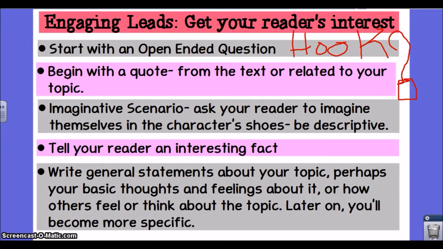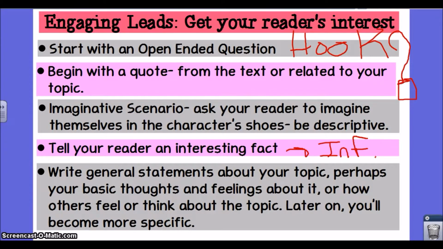So there's a lot of different strategies for hooking your reader. You can start with an open-ended question. You could begin with a quote. Usually what works best is to choose a quote from a famous person that relates to your topic. You can start with an imaginative scenario where you ask your reader to imagine themselves in the character's shoes. You could start with an interesting fact. This is really good for informative essays, particularly things related to history or science.